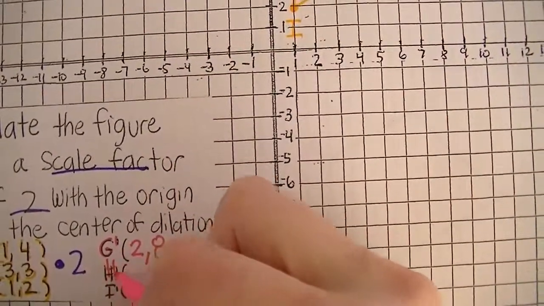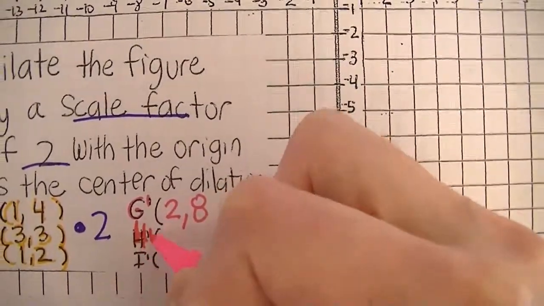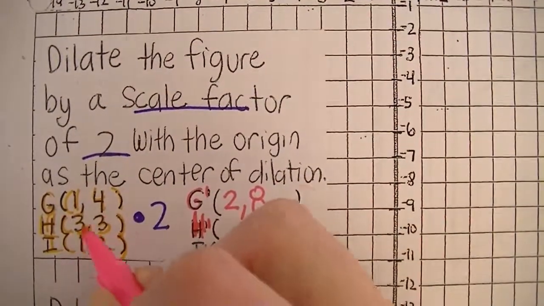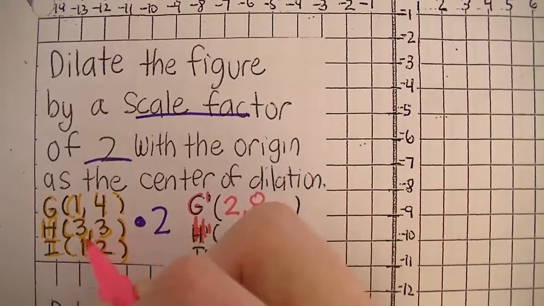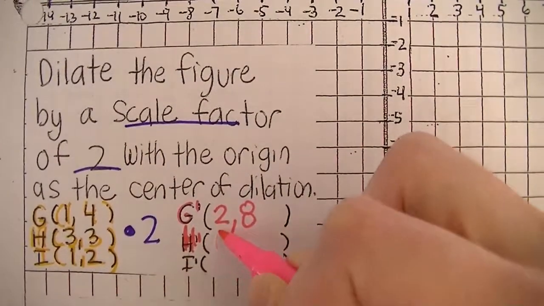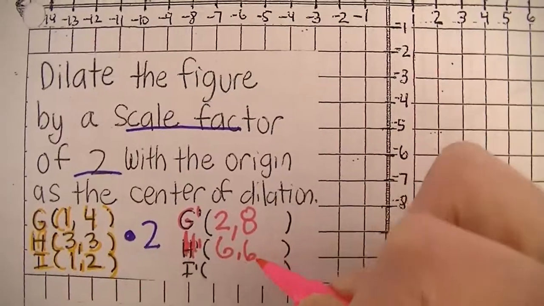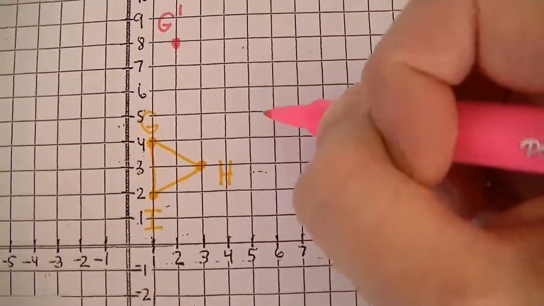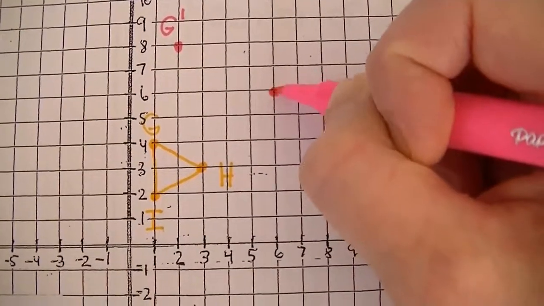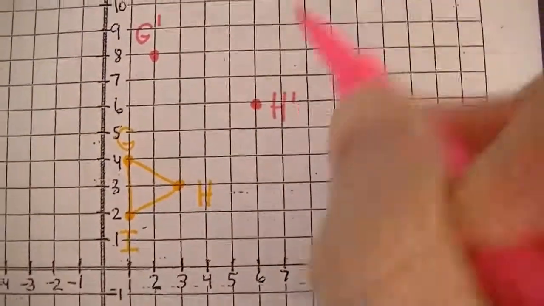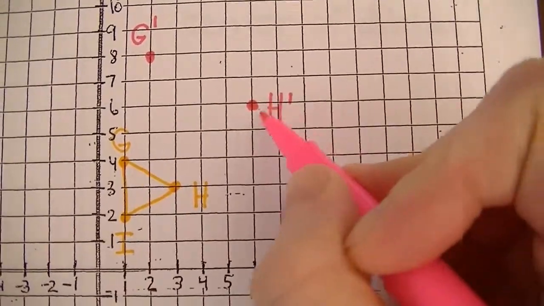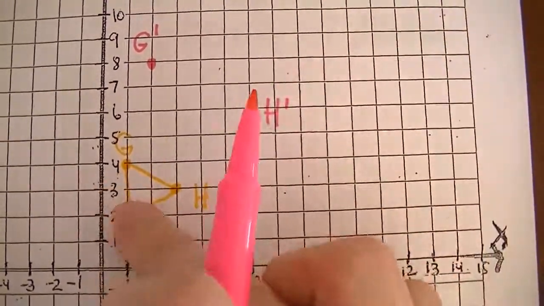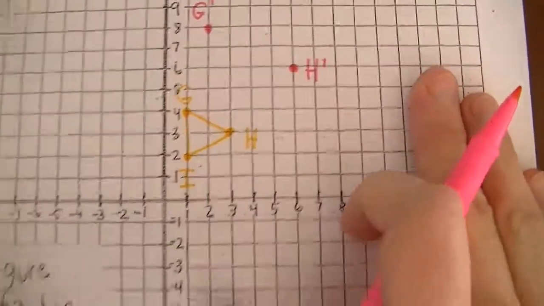And then for H prime, I have to multiply its original points by 2, so 3 times 2 is 6. 3 times 2 is 6. So H prime is going to be at 6, 6. So 6, 6 right here. You're going to label H prime. The prime right there indicates, hey, that's the dilated image of the original. It's the new one, okay?